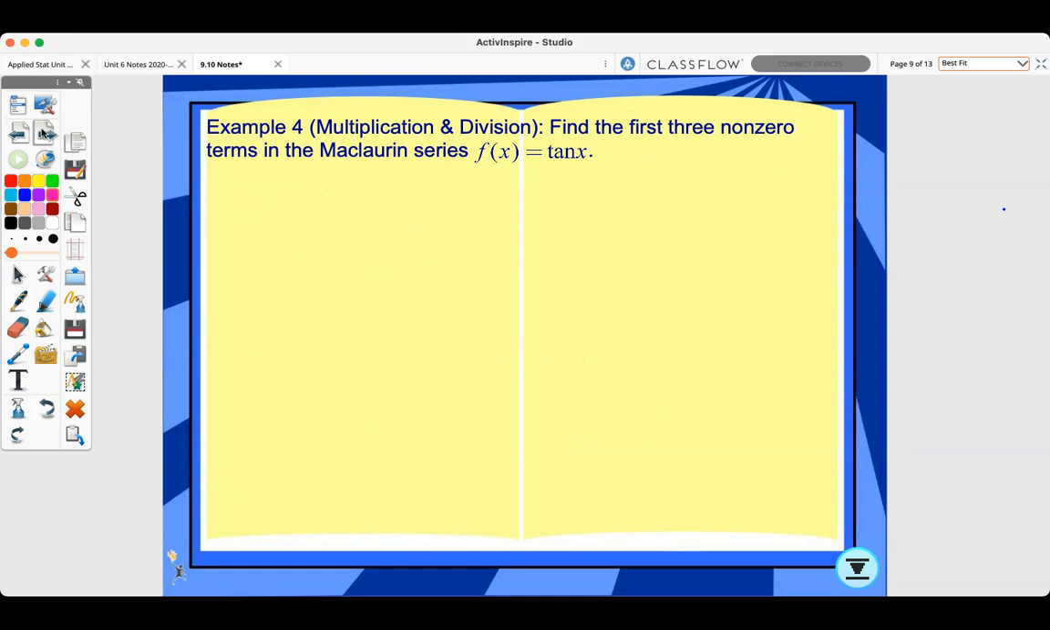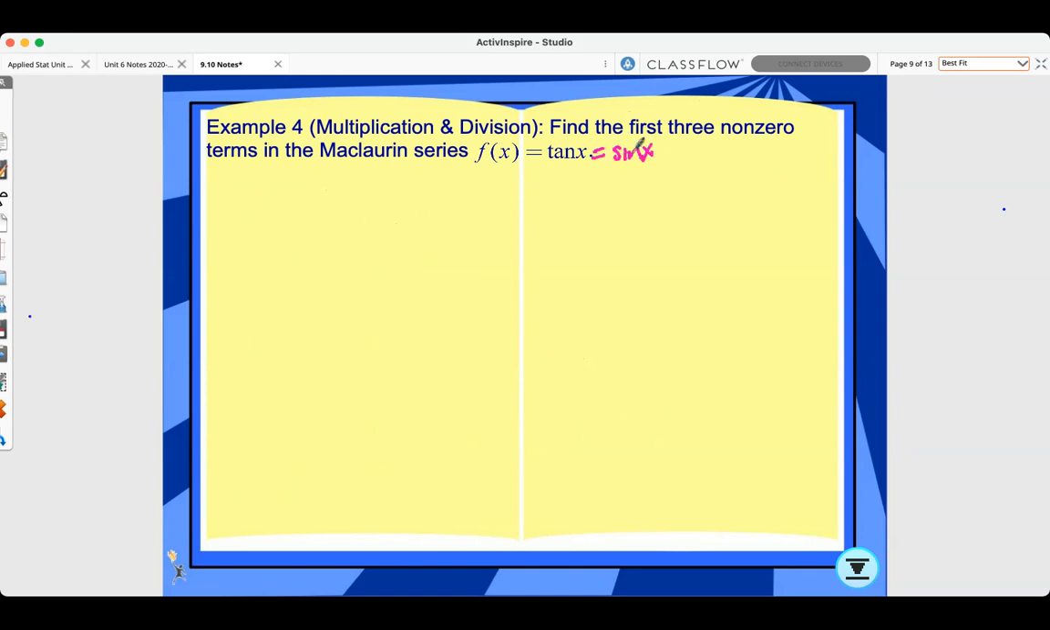Now find the first three non-zero terms of the Maclaurin series for f of x equals tan x. Well, we don't know tan x. However, we do know that tangent x equals sine x over cosine x. If I were to go ahead and do the derivatives of tangent, this would keep going on forever and be really messy. So we're going to skip finding the derivatives and we're going to try polynomial long division.